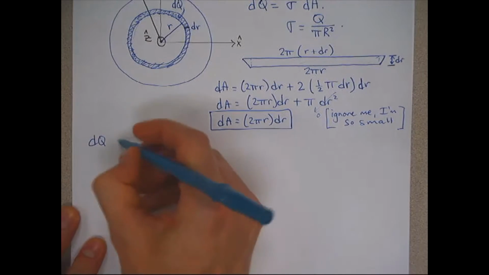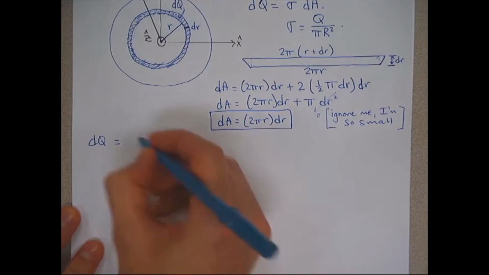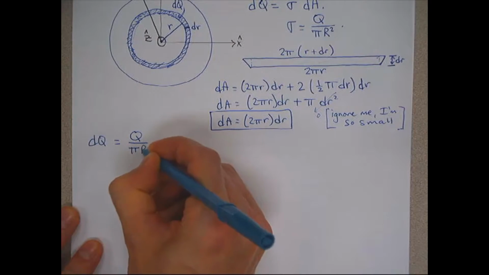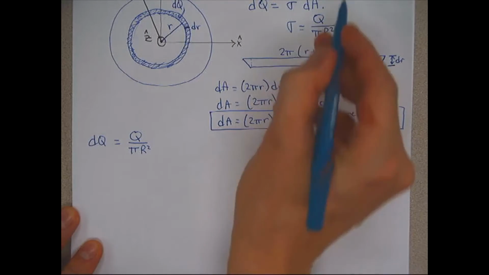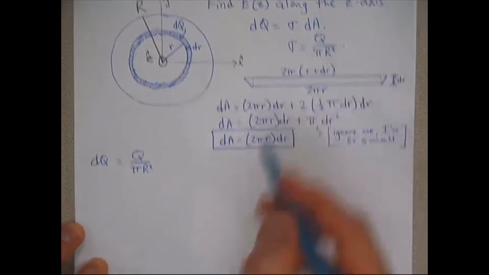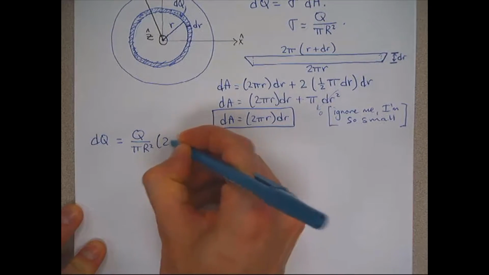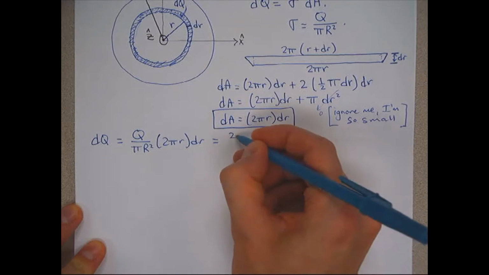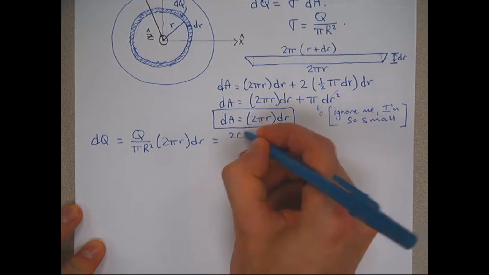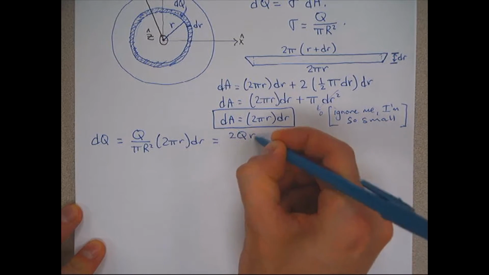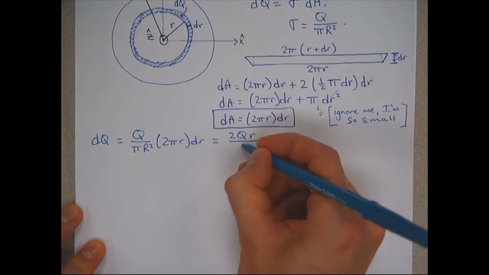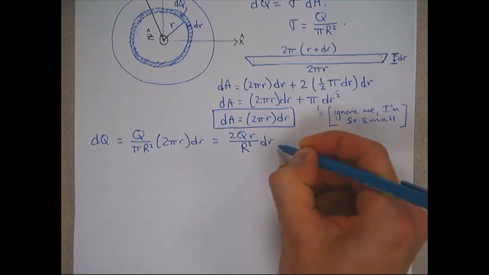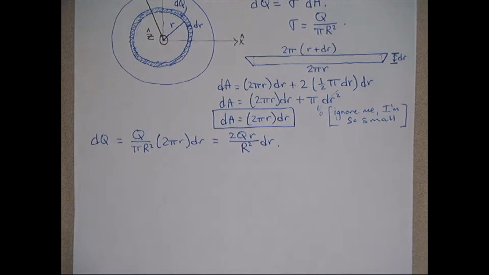All right. The amount of charge then is our sigma, we said was q over pi big R squared, times the dA, 2 pi r dr. So this can simplify a bit. We have 2q variable lowercase r over the capital R radius of the disk squared dr.